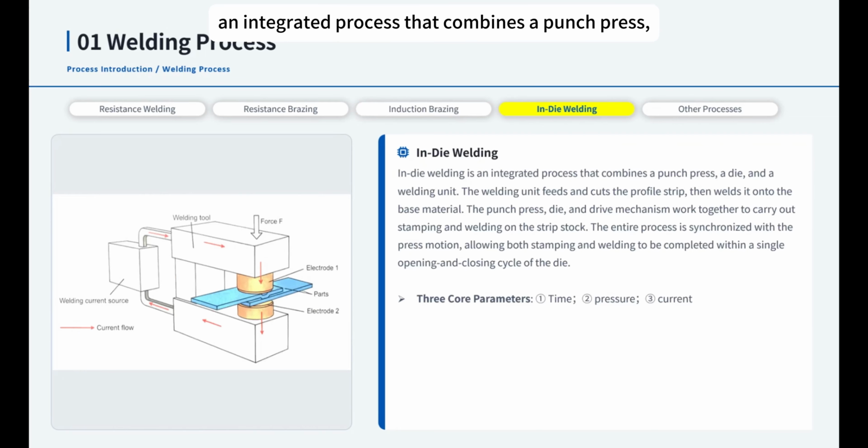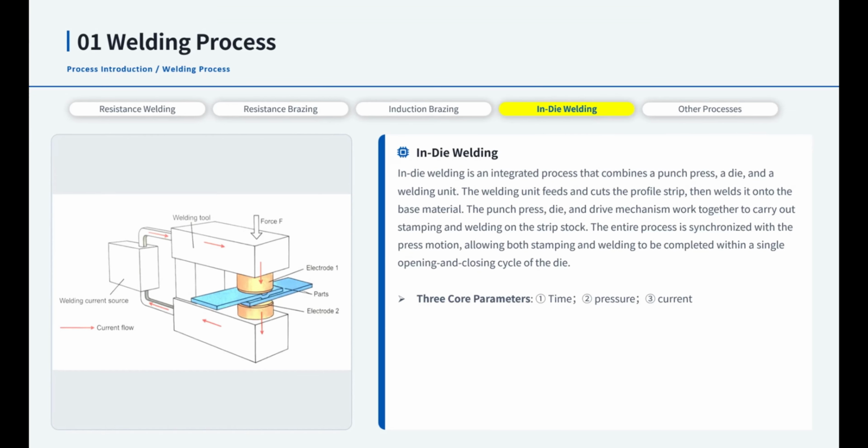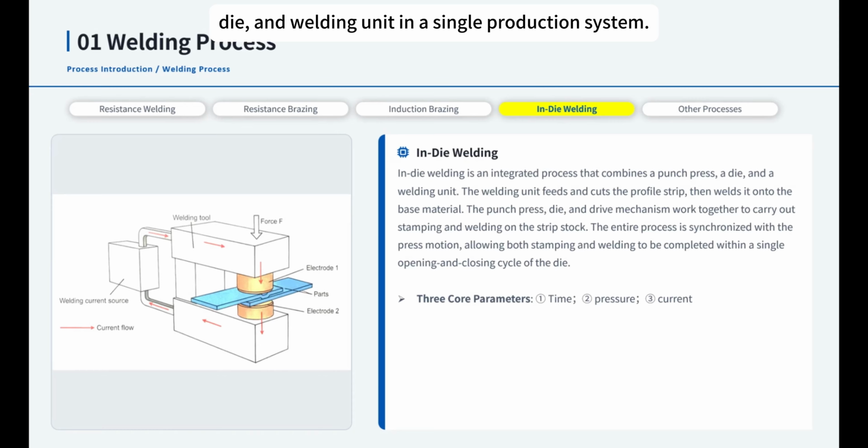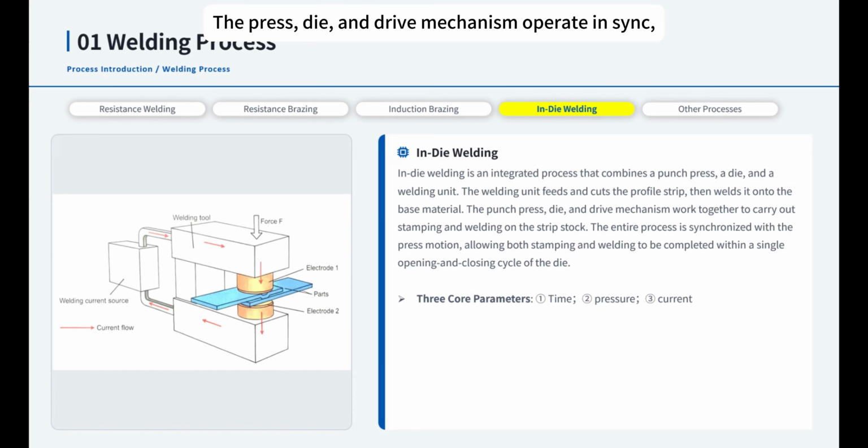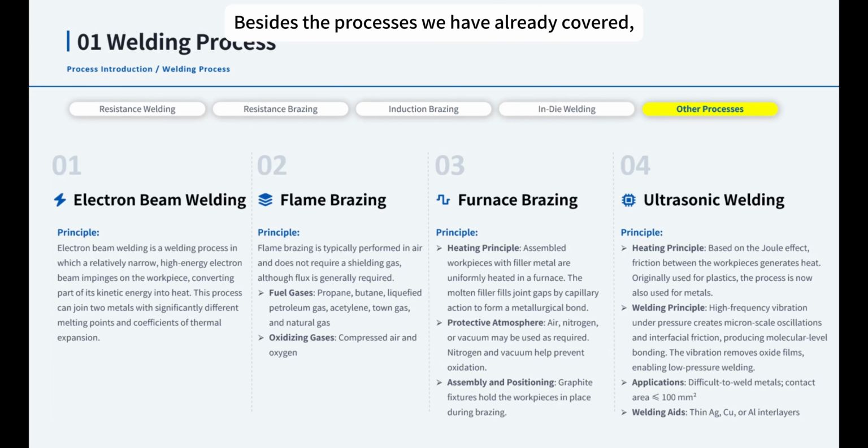Next is in-die welding, an integrated process that combines a punch press, die, and welding unit in a single production system. The profile strip is fed and cut, then welded to the base material. The press, die, and drive mechanism operate in sync, allowing stamping and welding to be completed in a single press cycle. As with resistance welding, the 3 key parameters are welding time, applied pressure, and current. By combining these steps, in-die welding reduces the need for separate secondary processing and improves both production efficiency and process consistency. Besides the processes we have already covered, let's briefly look at 4 other joining methods.